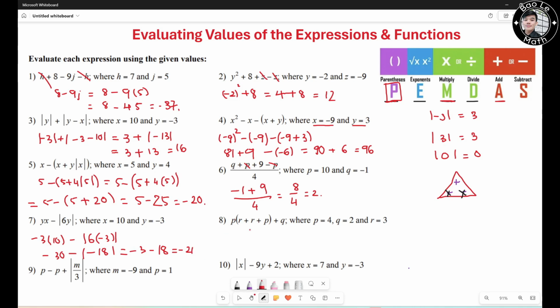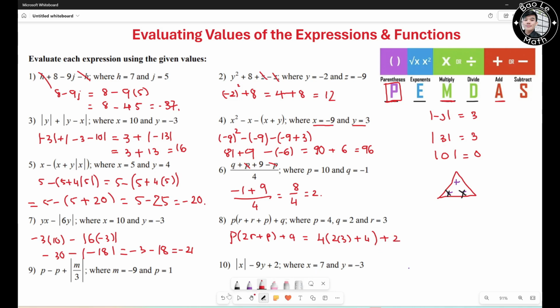Alright. For this one right here, we need to simplify first, right? So, r plus r is going to be 2r, right? So, I have p parentheses times 2r plus p plus q. Alright. Now, p equals 4. So, it could be 4 parentheses 2 times r equals 3, right? Substitute 3. Plus p equals 4, plus 4. Keep in mind, we have 2 parentheses right here. Plus q equals 2, so plus 2, right?